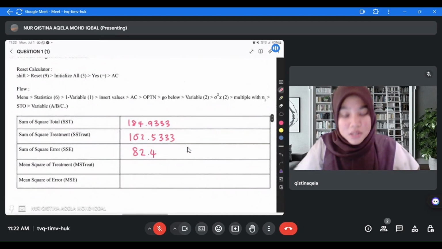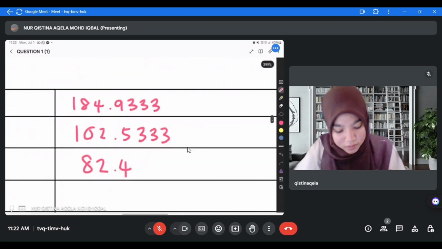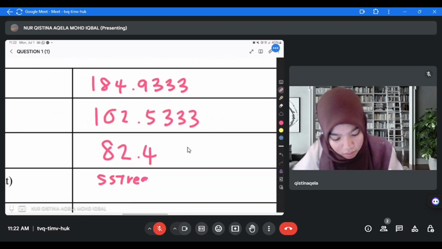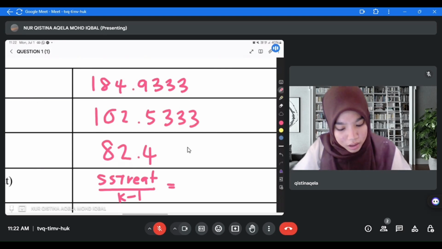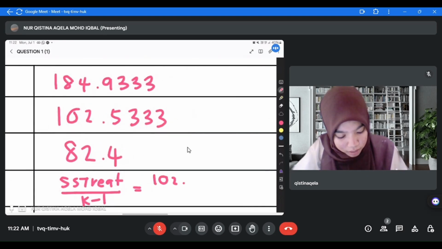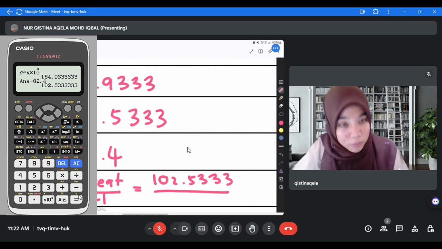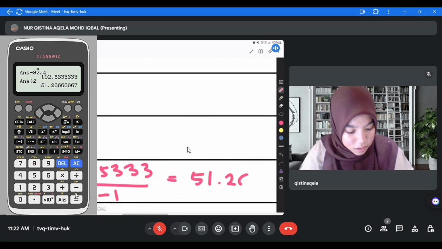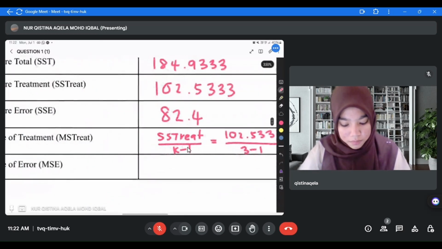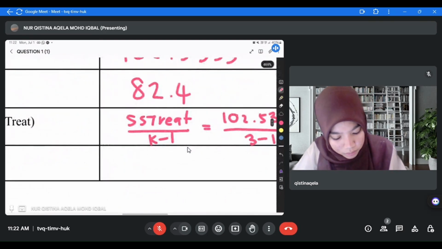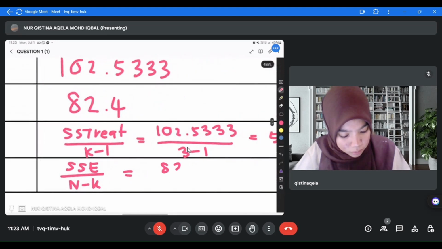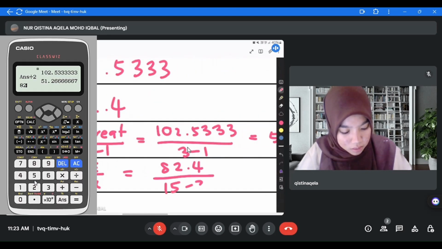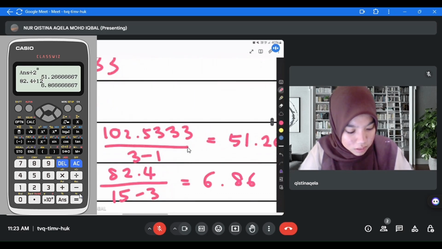As we know, the formula for the mean square of treatment is SST over K minus 1. So our SST is 102.5333 over our K, which is 3, minus 1. So we got 51.2665. To calculate the mean square of error, we know the formula is SSE over N minus K. Our SSE, which is 82.4, over 15 minus 3. So we got 6.8667.